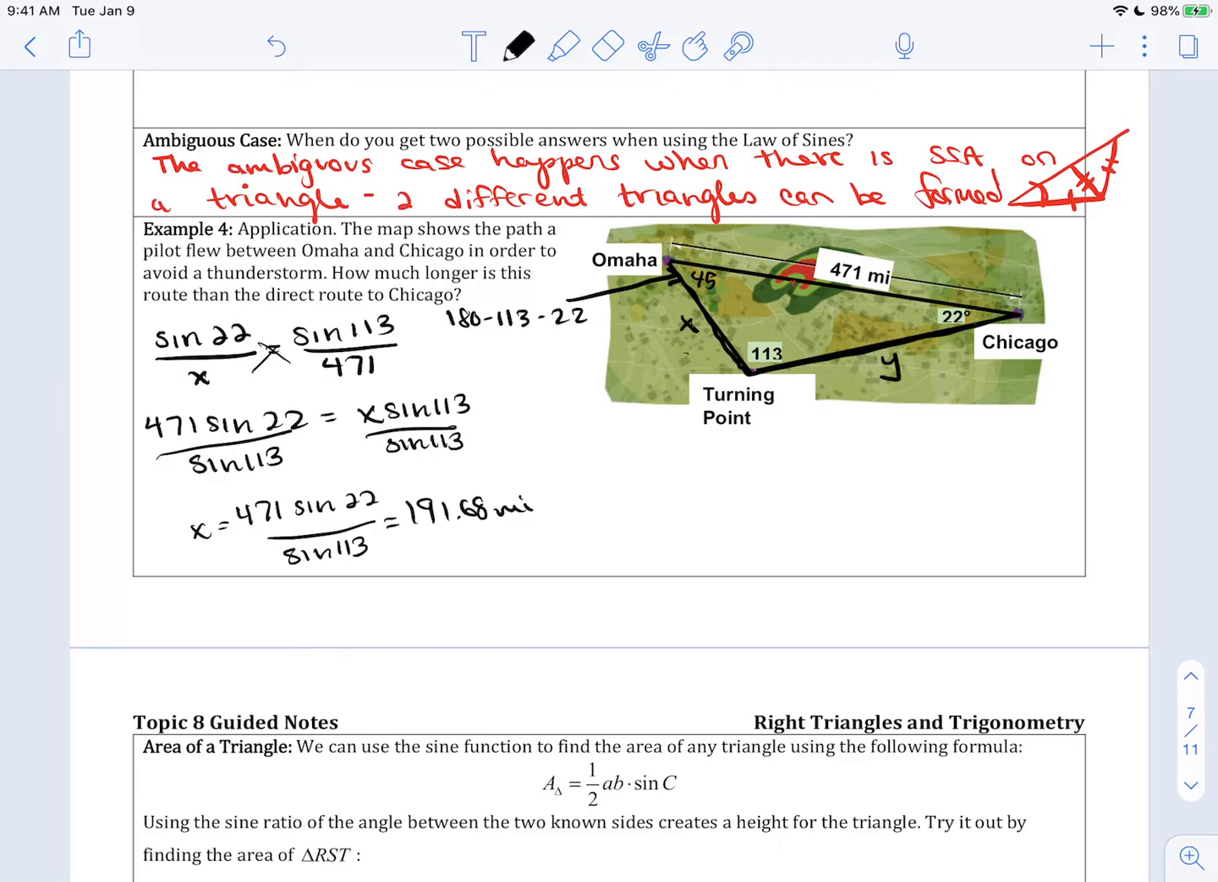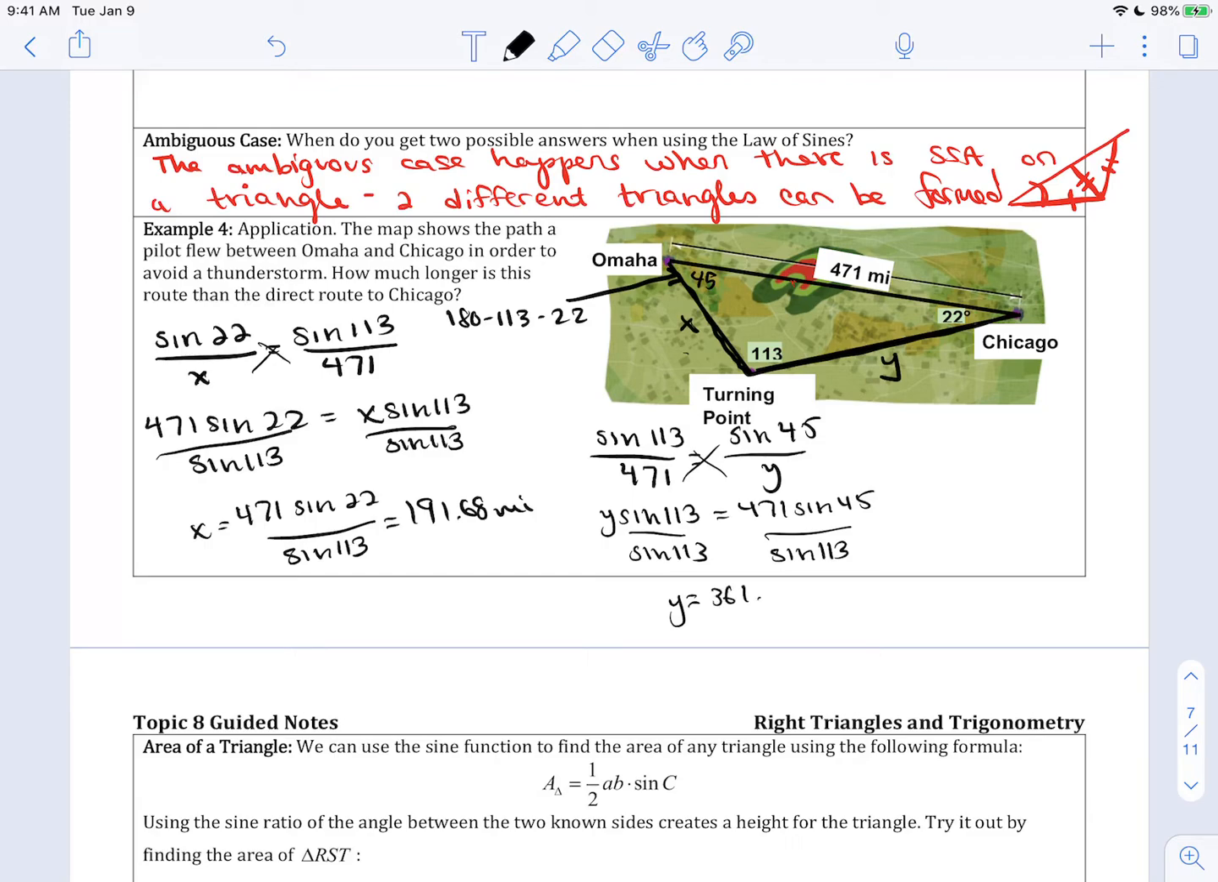I'm going to have to do the same thing to get the y value. So sine 113 over 471 equals sine 45 over y. Again, I would cross multiply to get y by itself, and divide by sine 113. Right? And when I do all that, I plug all that in my calculator, I get y is 361.81 miles. Right? So we know x and y.